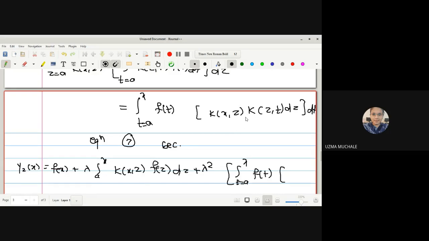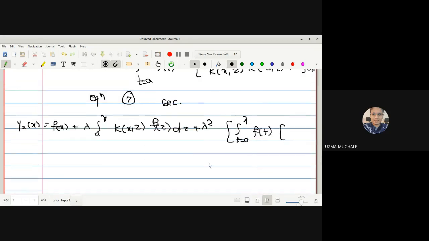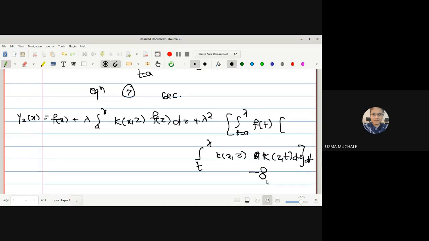First we have written the terms with z and then we have written the terms with only t, and the integration is with respect to t. Okay. Integration t to x k of xz k of xz k of zt dz dt. So let me name this equation 8.